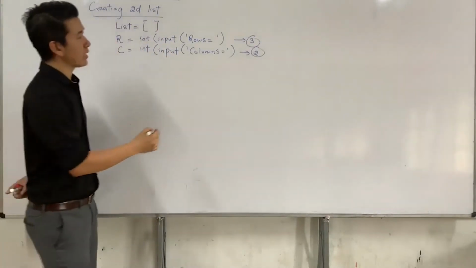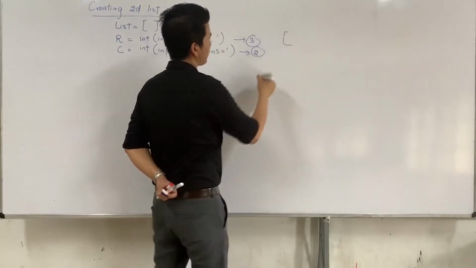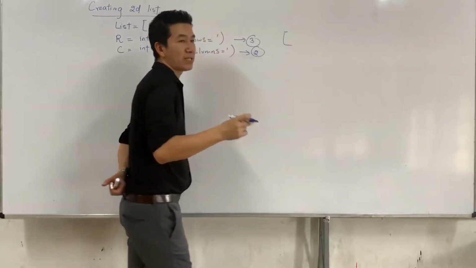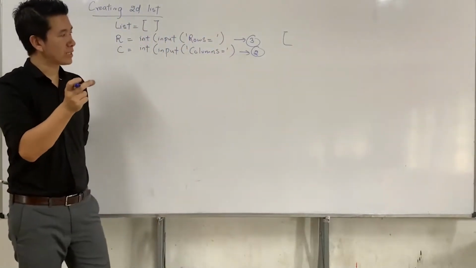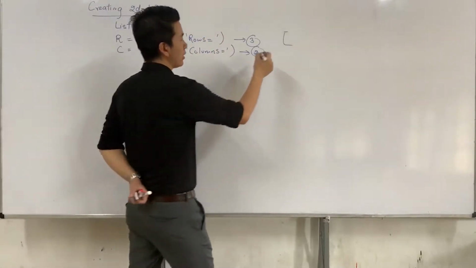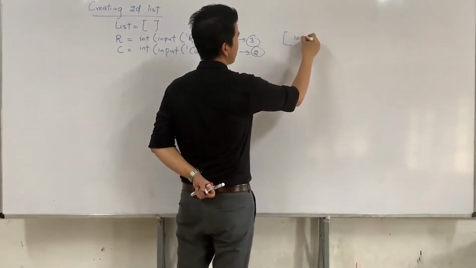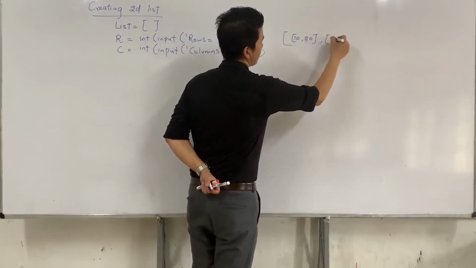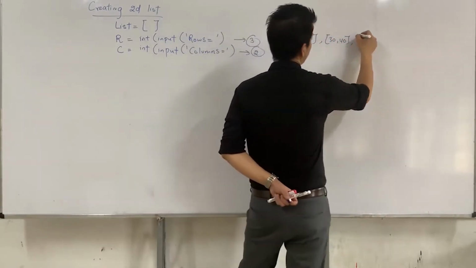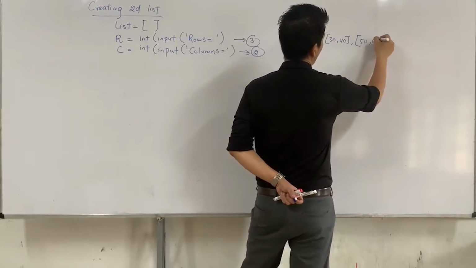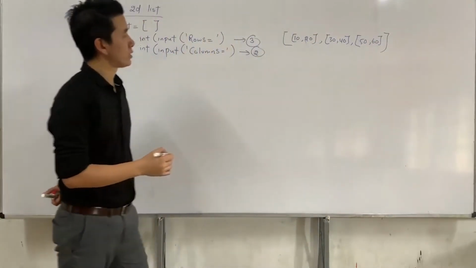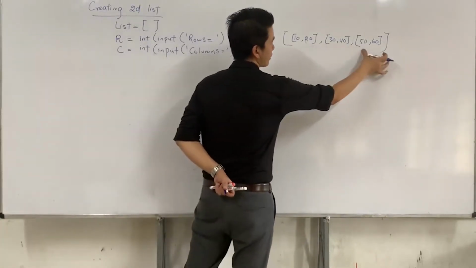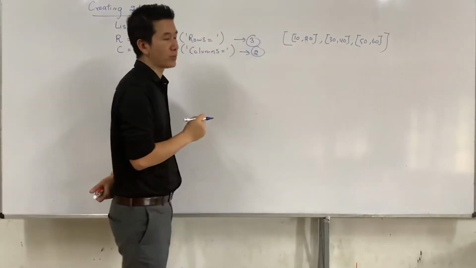Okay, so which means the example could be something like this. 3 rows means there should be 3 lists, but in each of those lists you should have 2 elements. So the example could be something like this: 10, 20, comma, and then 30, 40, and then you have 50, and then you have 60. So this is an example of 2D list with 3 rows and then 2 columns.